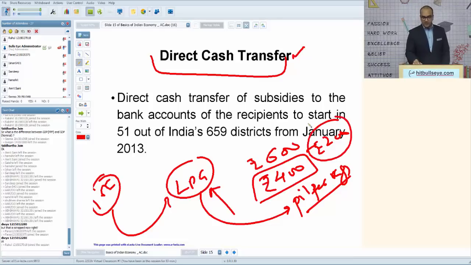So the 200 rupees which previously the government would pay to the LPG agency, now the government transfers directly to your accounts. This particular scheme has been started as far as LPG is concerned at all India level. However, the government plans to expand its scope to include all kinds of transfers that the government does to people. For example, scholarships, disaster relief, your MGNREGA wages, etc.